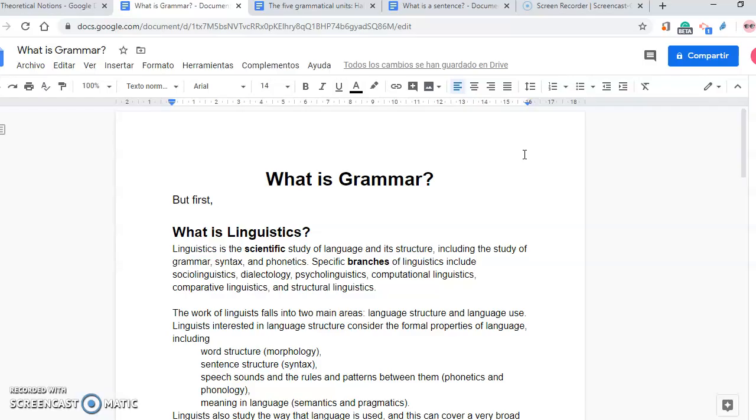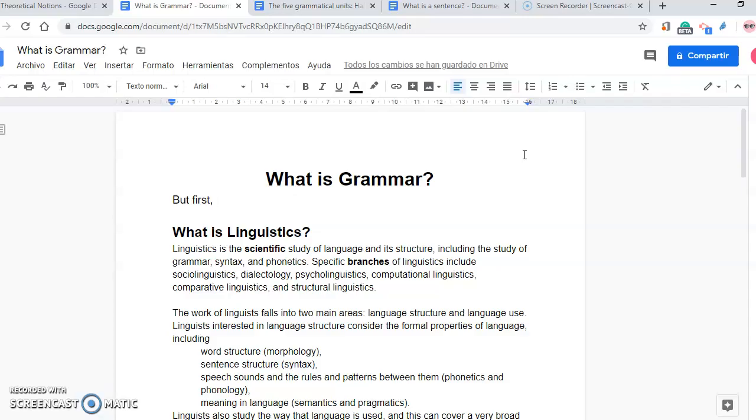The work of linguists falls into two main areas, language structure and language use. That is why now we are studying the language structure. In this part of the subject, we are going to focus on language structure. When we study VINs, when we do the worksheets, at that moment we are focused on language in use.